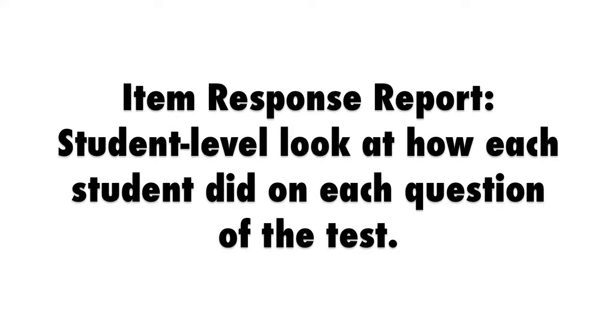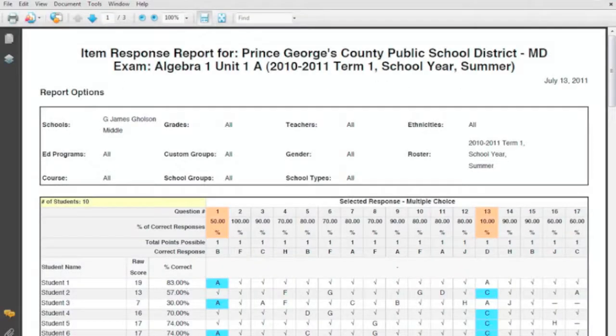As we talked about in our video on running an item response report, an item response report is a student-level look at how each student did on each question in the test, including the student's response to the question. This allows for not only in-depth analysis of student misconceptions, but also for differentiated grouping depending on the results on the test.